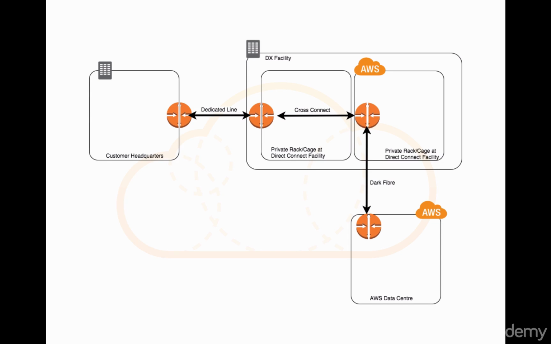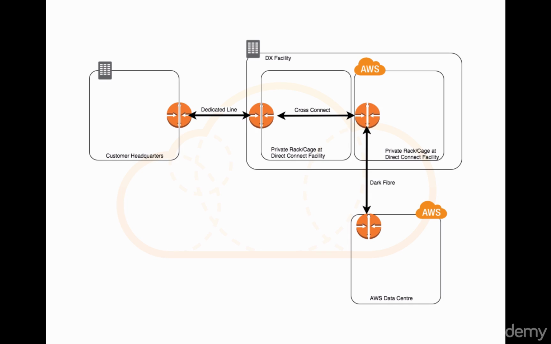Then inside a Direct Connect facility, you've got either a private rack or a cage, depending on how big your environment is. Essentially, there's a comms line or a router that terminates your circuit, and then you're doing a cross connect from that router into the AWS environment, which again would be in a different private rack or cage. Amazon will do that cross connect for you. Then you're connecting into the Amazon data center using Amazon's dark fiber, using their Direct Connect connection from that Direct Connect facility into their data centers.